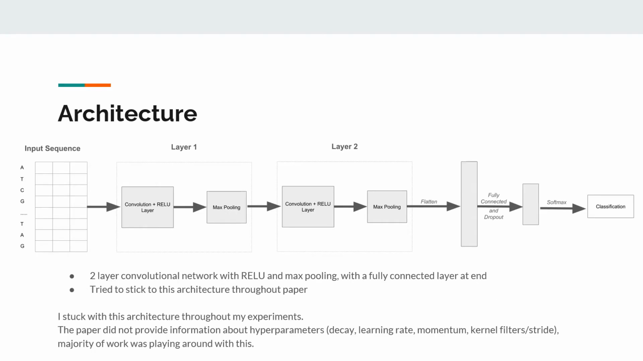The architecture used consists of two convolutional layers that include ReLU and max pooling. Those are then sent to a fully connected layer that includes dropout, then softmax is applied, and a class is output. I stuck with this general architecture throughout all of my experiments.